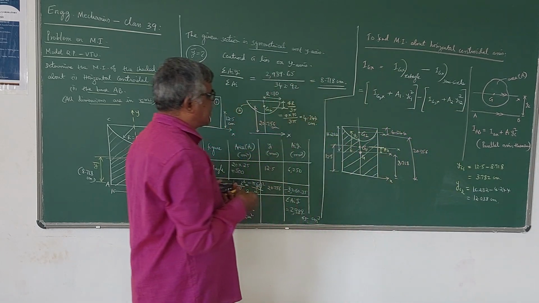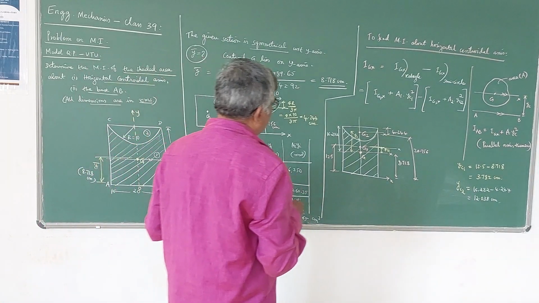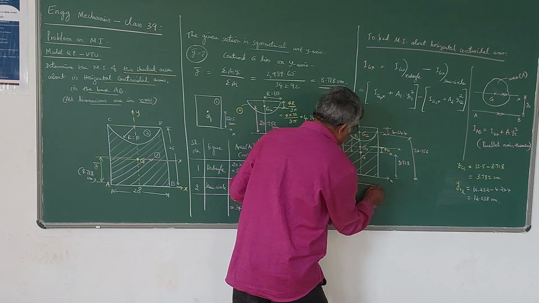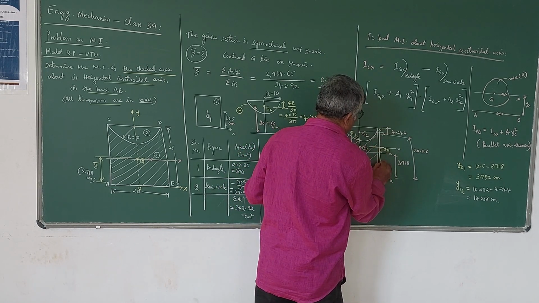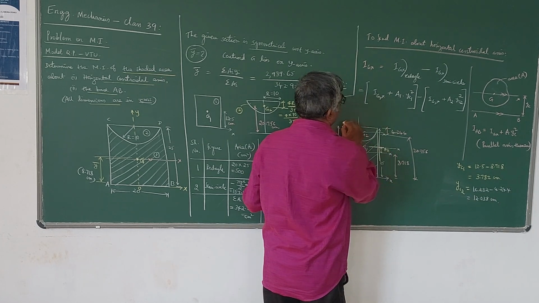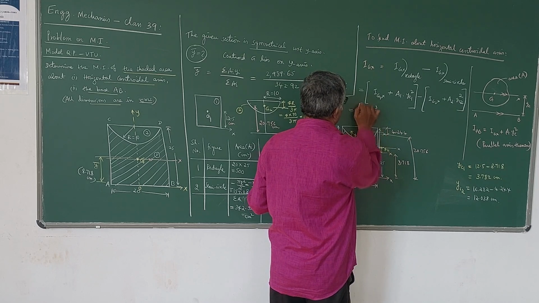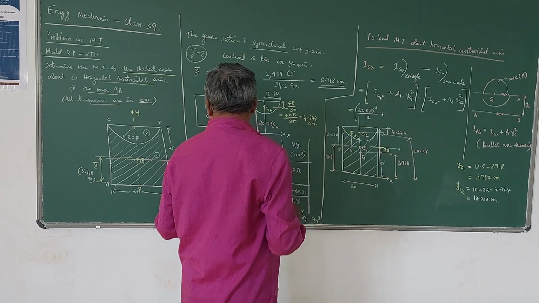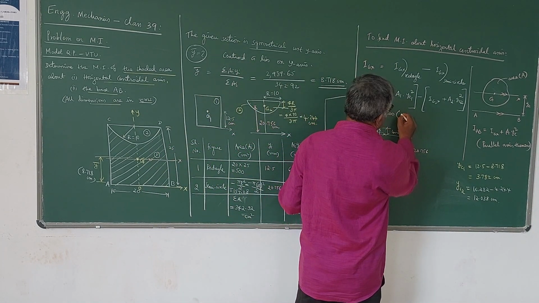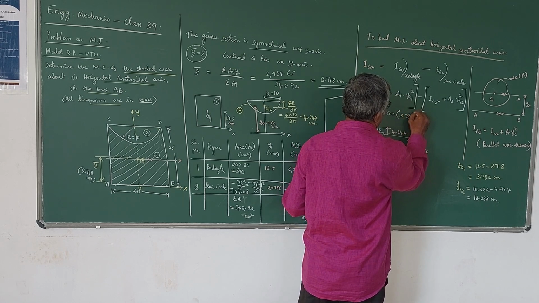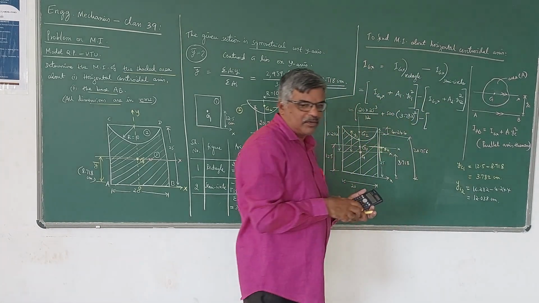Now IG1x is the moment of inertia of the rectangle about its centroidal axis, which is BD cube by 12 for the rectangle. For the rectangle, you know that B is 20 and D is 25. So 20 into 25 cube by 12, plus the area of the rectangle, which is 500, into YC1, 3.782 square. So this is the first part, for the rectangle.